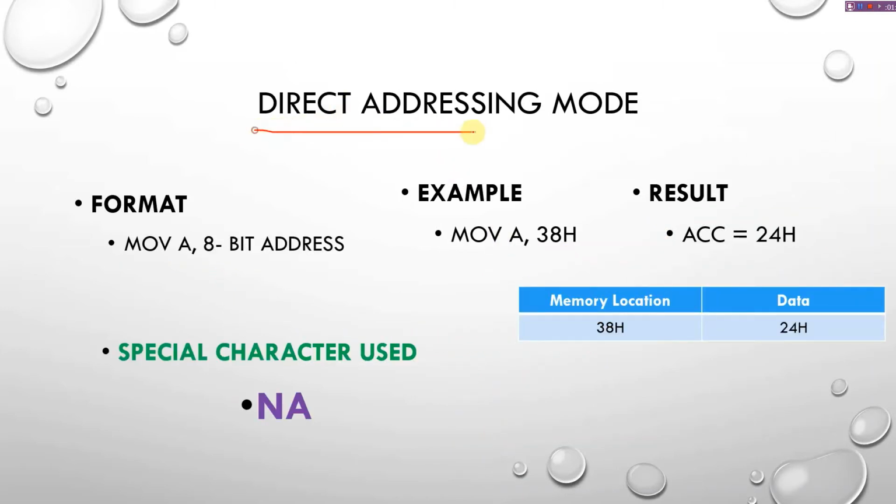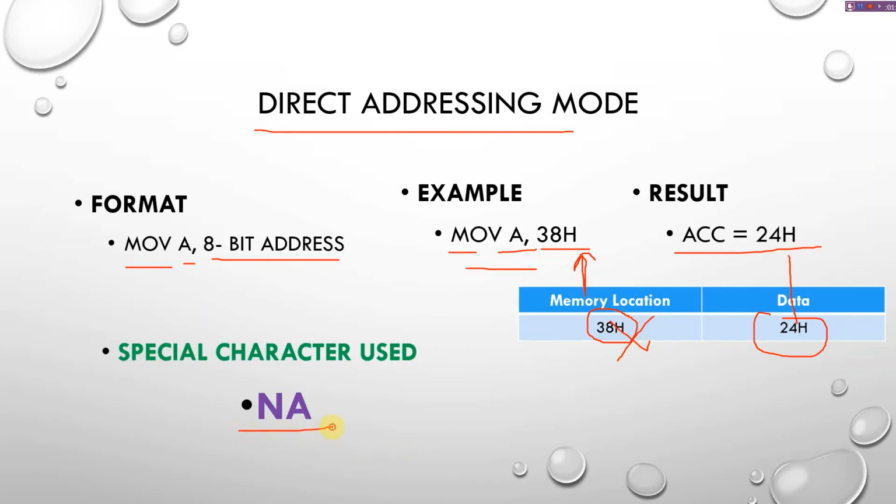Next is your direct addressing mode. The direct addressing mode involves addressing of the memory through its actual address. The format for the direct addressing mode is MOV A, 8-bit address. For example, MOV A, 38H will move the data contained in the location 38H to the accumulator. For example, if 38H is my memory location and the data present over there is 24, then this instruction is going to move 24 into the accumulator, not 38. There is no special character associated with it.